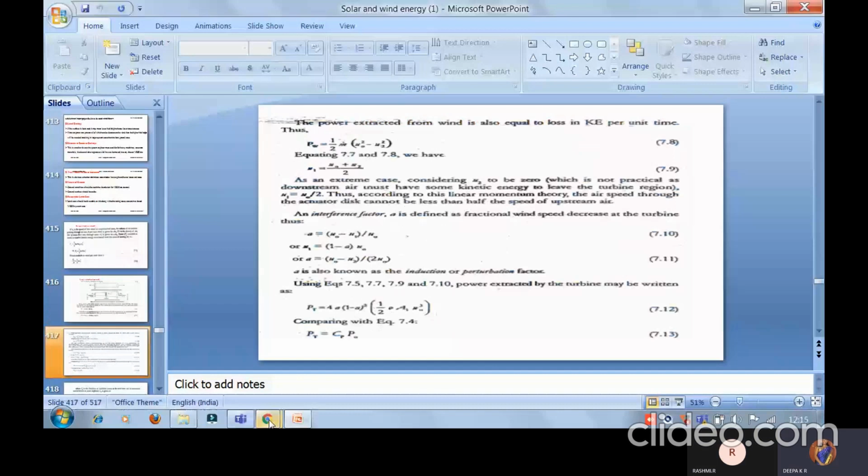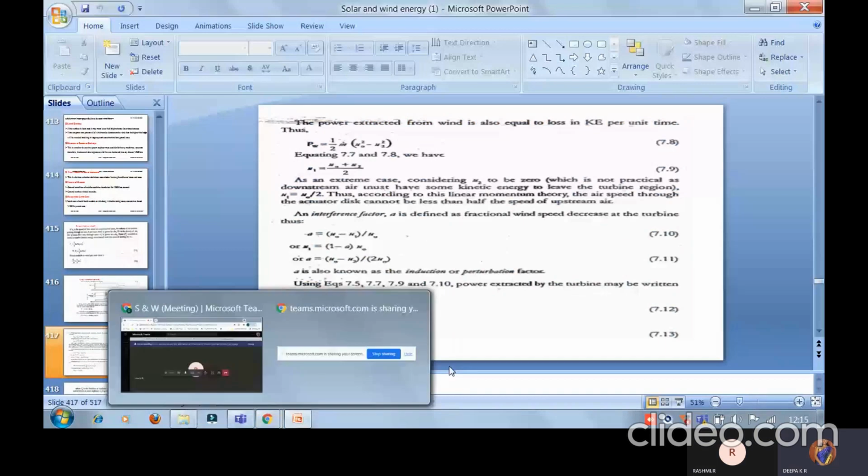Okay. So as I said, we need to find out the power extracted with respect to your kinetic energy. Kinetic energy means what? Half mv square. So that can be written as half m into (u0 square minus u2 square), a square minus b square. Fine. So you can write that equation by comparing equations 7.7 and 7.8.